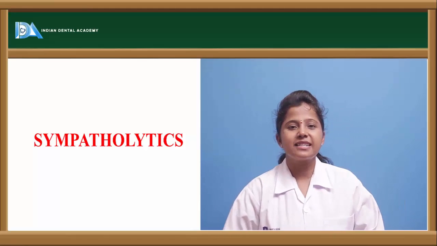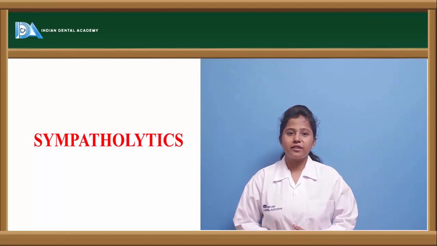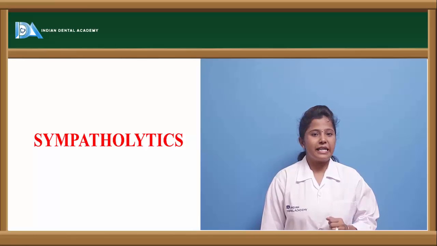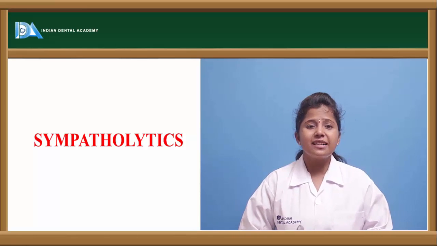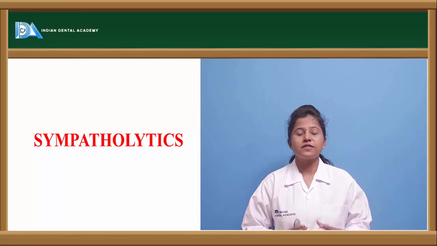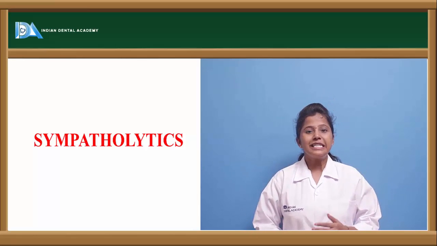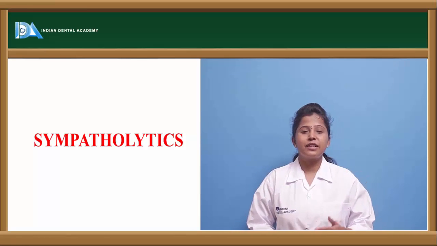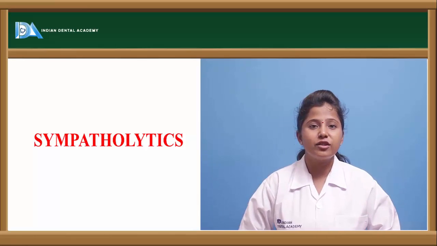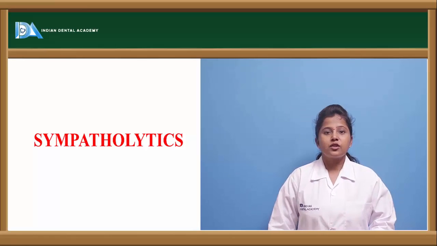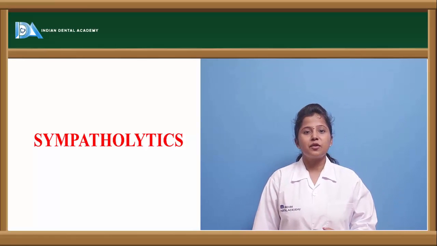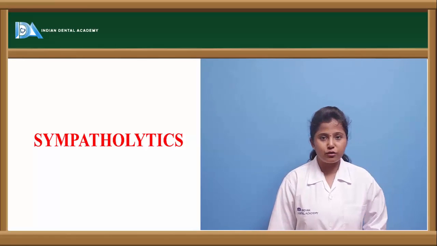In this class, we'll discuss one of the topics of the adrenergic system, that is sympatholytics. In the previous class, we discussed sympathomimetics. These are the drugs which mimic the action of the sympathetic nervous system. So let us see the sympatholytics. We can also call them adrenergic antagonists, as opposed to adrenergic agonists. Let us see the mechanism, or pharmacology, of these drugs.